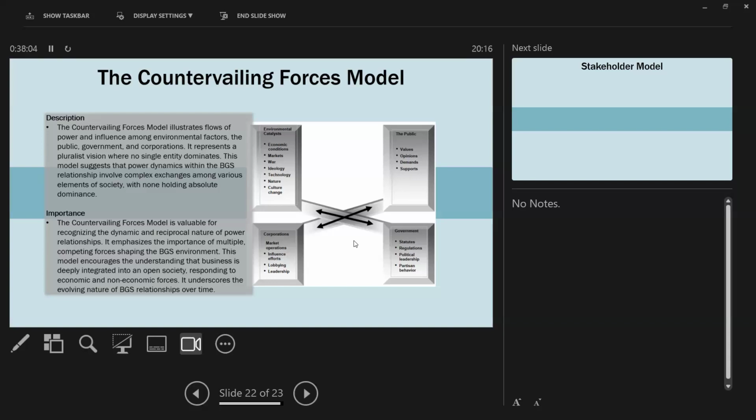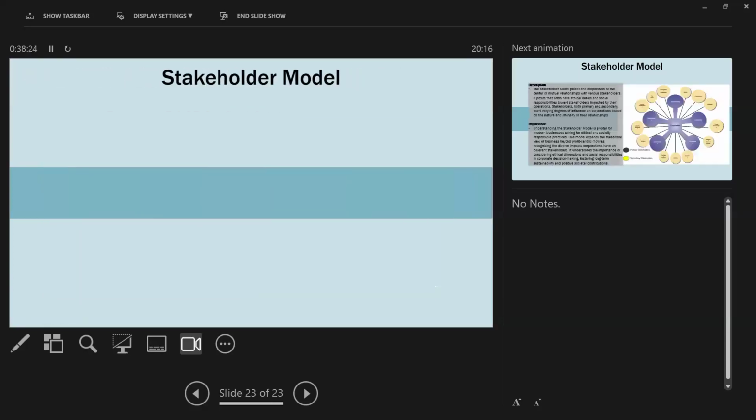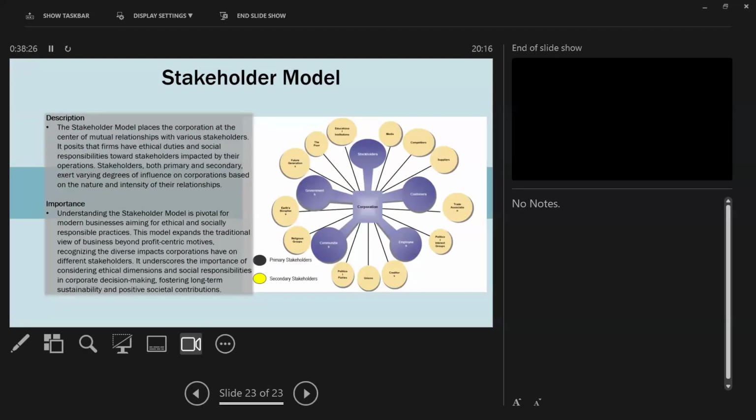So you can see now from the picture there that they are environment catalysts, they are cooperation, they are the public, the society, there's the government. So obviously, there's trying to be a balance of domination there. You won't find one side weighing more than the other sides. Now let's look at the last model, which is also the last slide for today. The last model is what we call the stakeholder model.